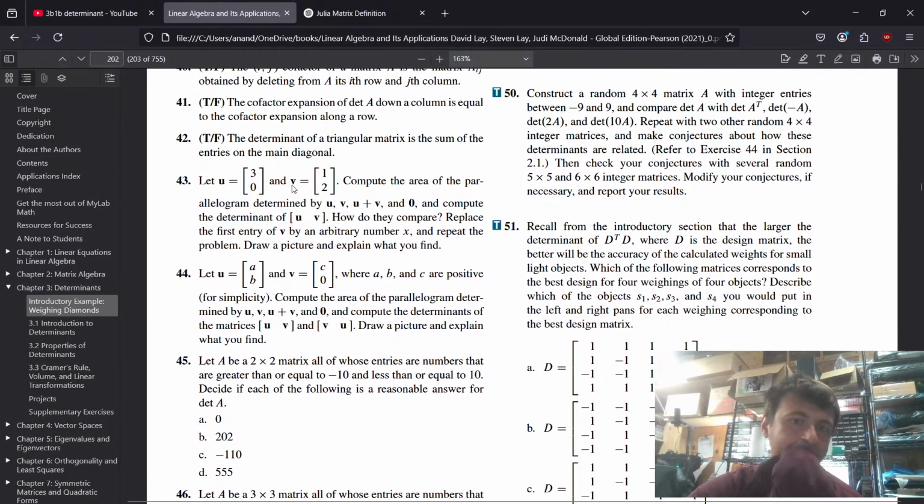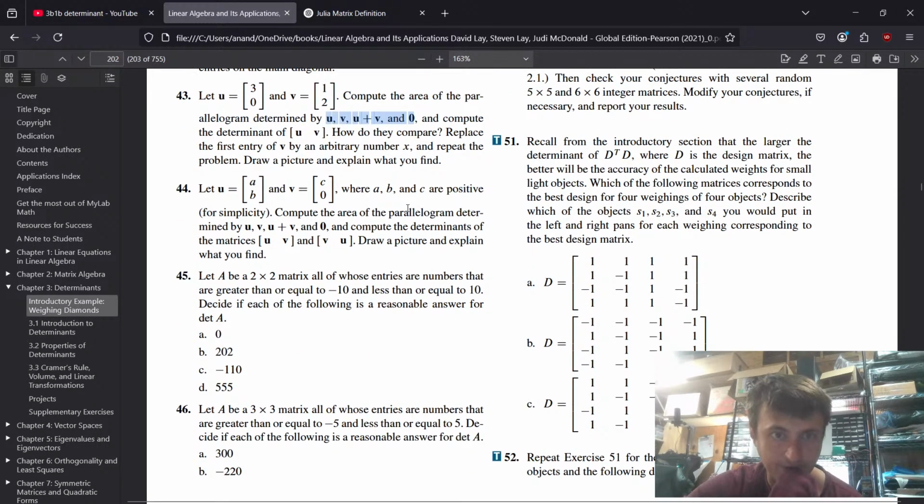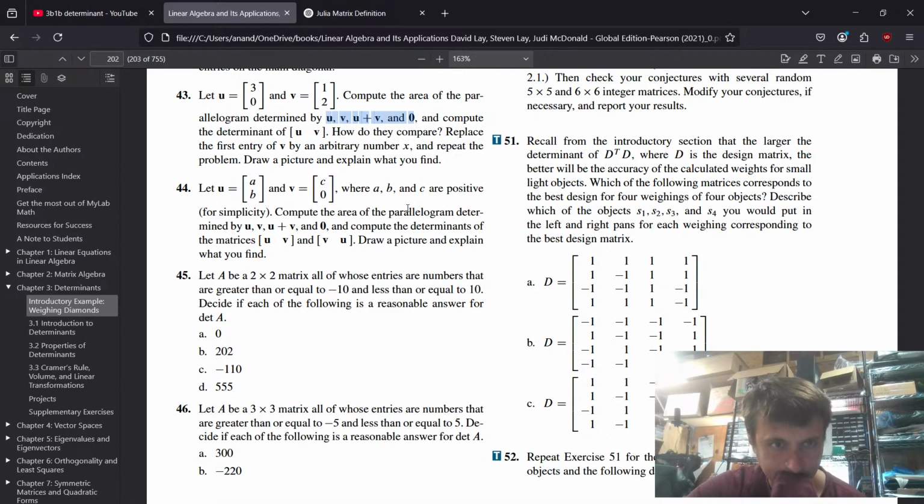Oh, I know what it's saying. Okay, so yeah, these are the 4 points of the parallelogram. Okay, I understand what this problem is asking now. So you draw 4 dots related to those 4 vectors, and then you compute its area. We'll do that. I don't know if we need to do 44 though. Maybe we'll do 44 on the computer.